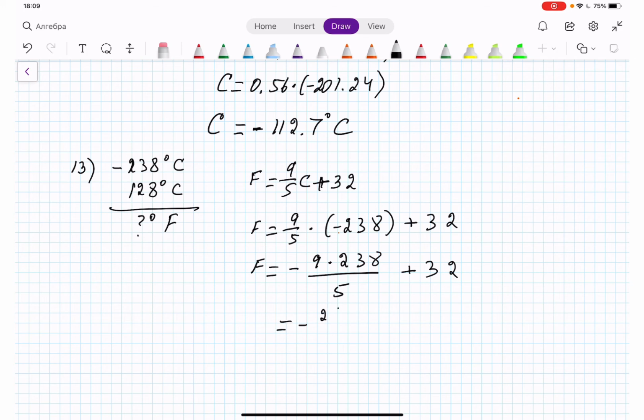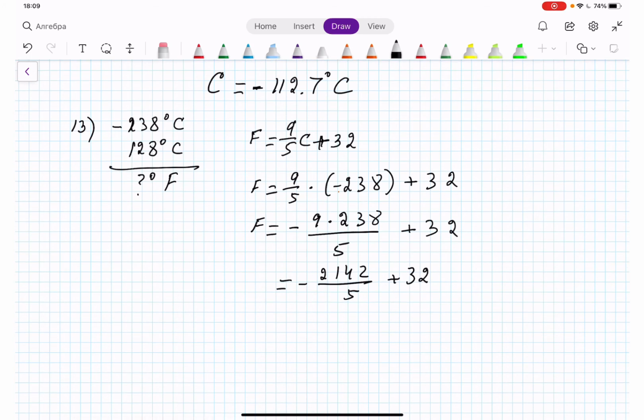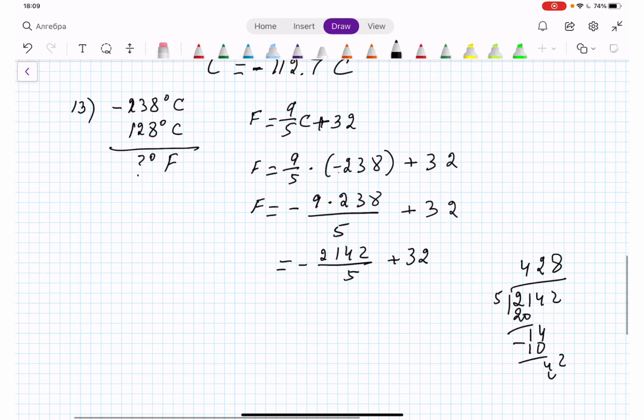It's going to be equal to negative 2142 divided by 5 plus 32, and that is equal to... Let me divide 2142 divided by 5. It's going to be 4 times 20, remainder is 1, bringing down 4. By 5 it's going to be 2, it's going to be 10. 5 times 2 is 10. 42, it's going to be 8 times 40, right? And 220 divided by 5 is going to be 0.4.